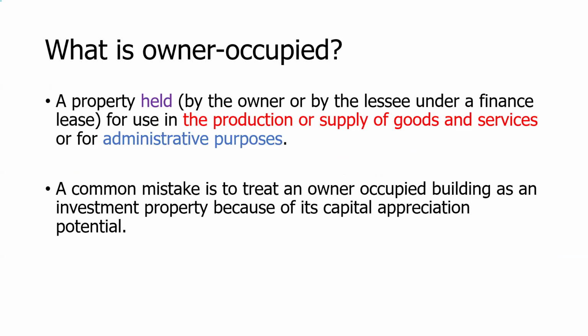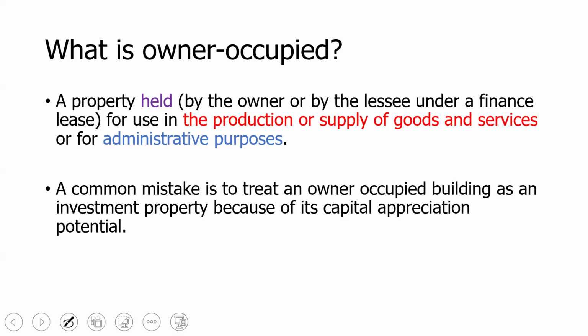So now you know the difference between IAS 2, IAS 16, IAS 40, right? I made mention of owner occupied. What is owner occupied? According to IAS 40, owner occupied is a property that is held by the owner or by the lessee under finance lease for use in the production or supply of goods and services or for administrative purpose. So anytime you hear owner occupied, this is what we mean.